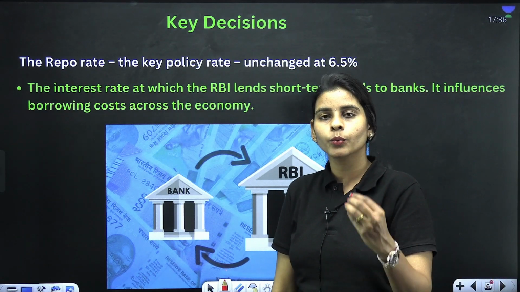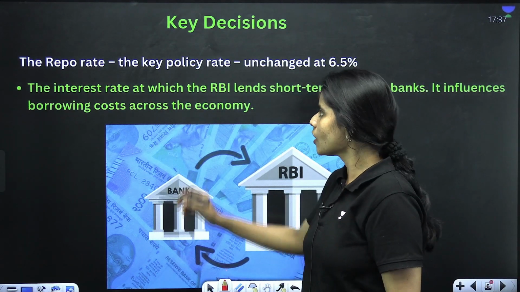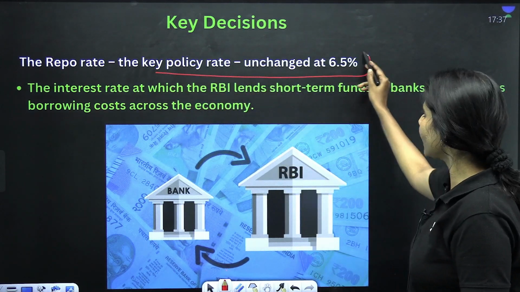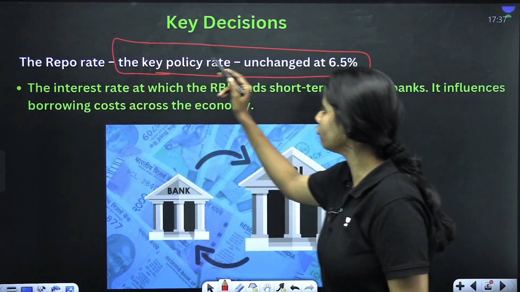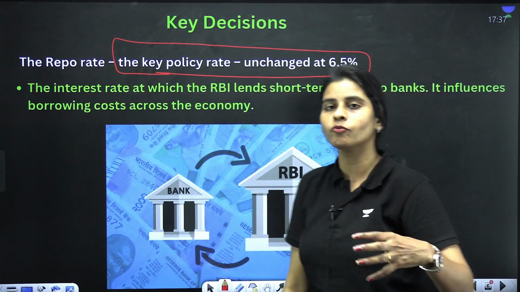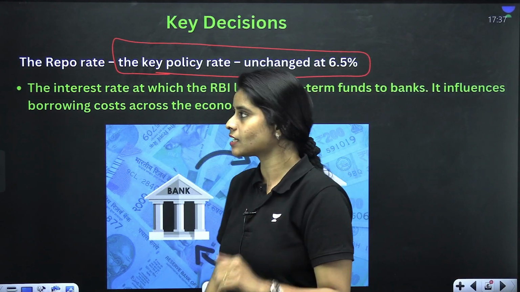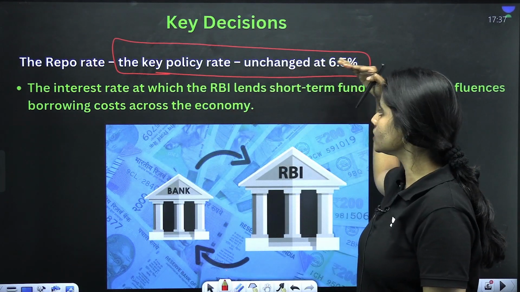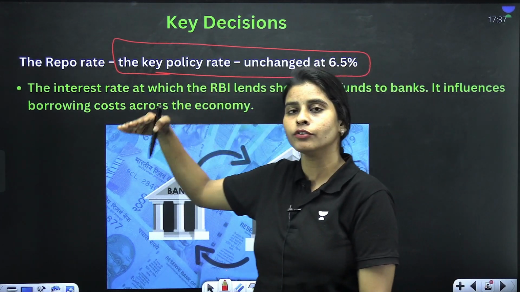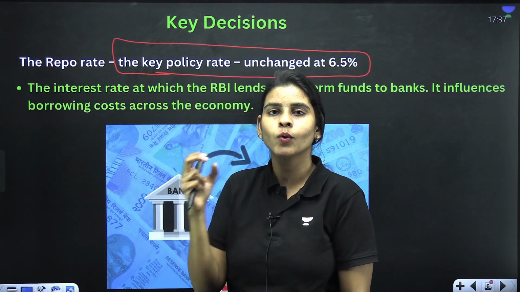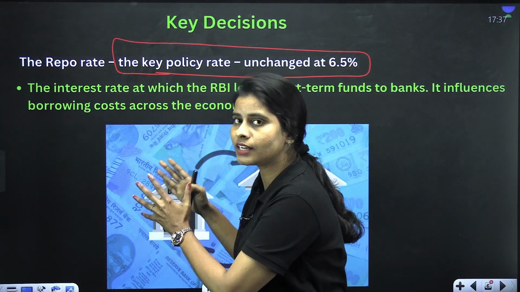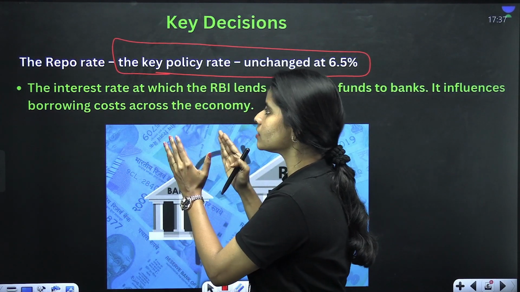The repo rate, which is the key policy rate, was kept unchanged at 6.5%. If you are someone who is following the monetary policy decisions taken in recent times, this is something which is being maintained consecutively for a long period of time. Why? Because RBI is concerned about inflation. So what is this repo rate?